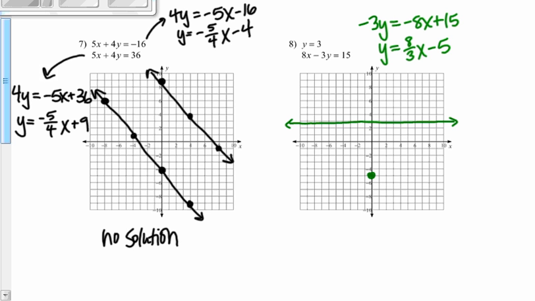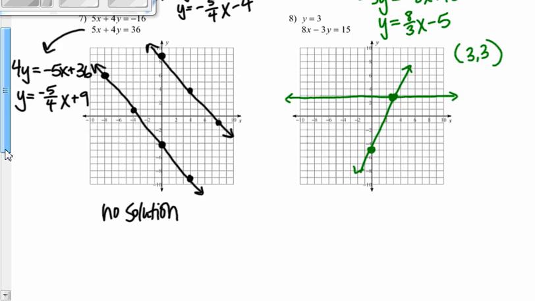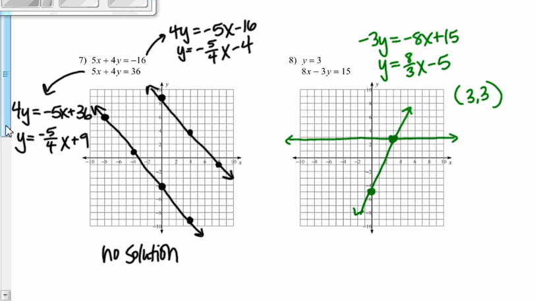So up 8/3. And I actually hit it right off the bat, that other line, so I can see the point of intersection is at 3, 3. And that is your homework for targets 1 and 2.